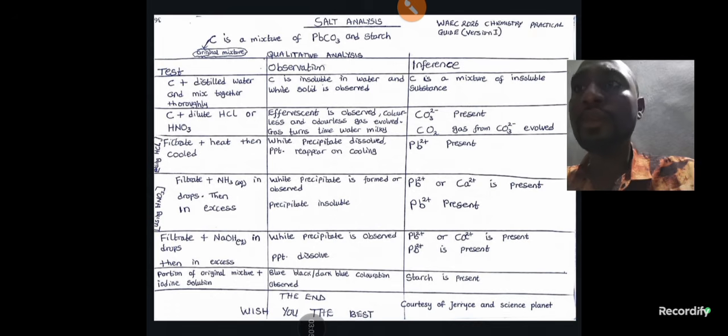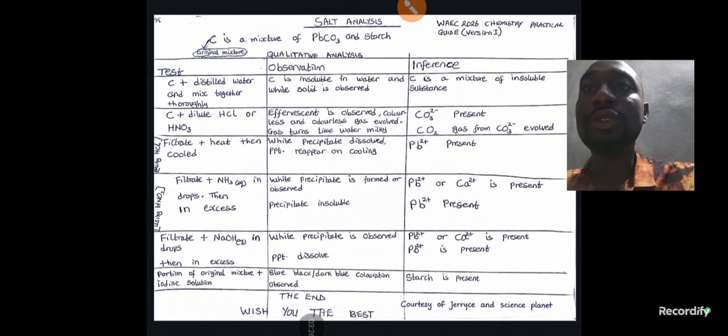So whichever one you use, whether it's HCl or HNO3, in the observation you write: effervescence is observed, colorless and odorless gas evolved. Now when effervescence is observed and a colorless gas is evolved, you know that CO3 2- is present. That is what you write in your inference.